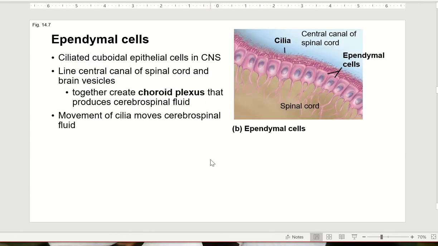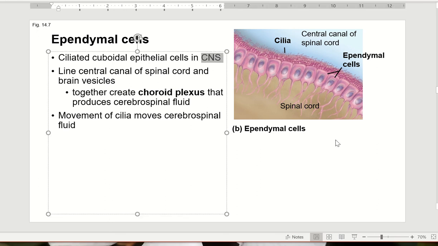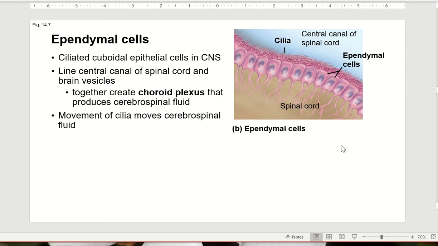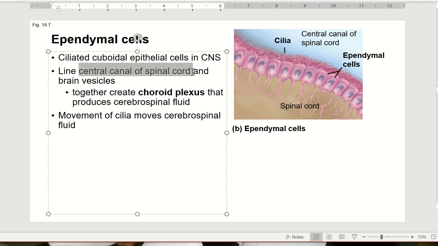Now, ependymal cells are ciliated cuboidal epithelial cells. They're only found in the central nervous system, and only in certain areas: around the central canal of the spinal cord, which is actually a little hole that runs through the center of the spinal cord and is filled with fluid.